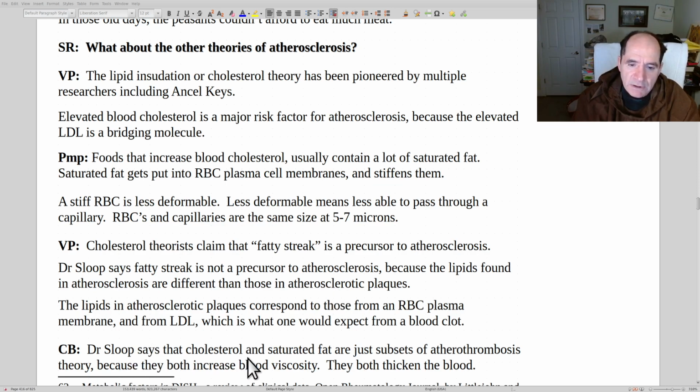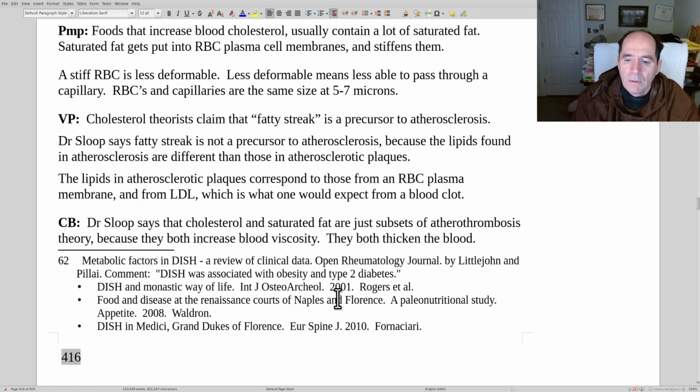Okay, Dr. Sloop says cholesterol and sat fat are just subsets of atherothrombosis theory because they both increase blood viscosity. They both thicken the blood.